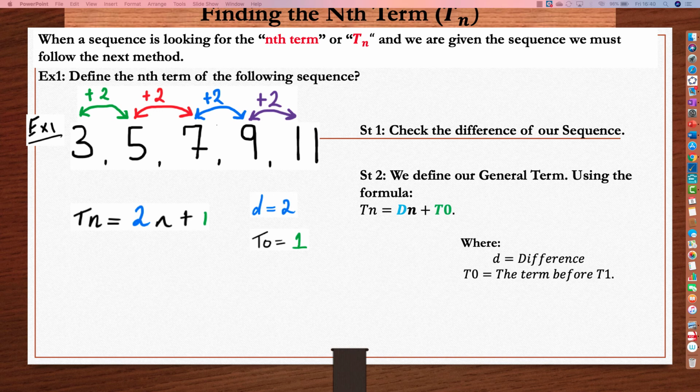And you can check. If Tn is equal to 2n plus 1, and I say T1, 2 times 1 plus 1 gives me 3. T2 is 2 times 2 plus 1 gives me 5. And we can see that I'm right. That rule that I just figured out right there allows me to find any number in that sequence.